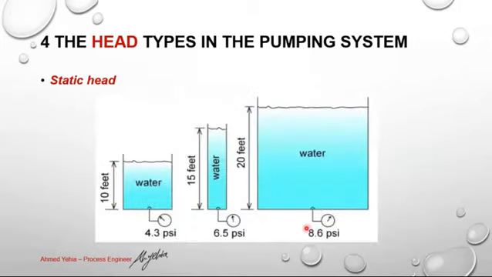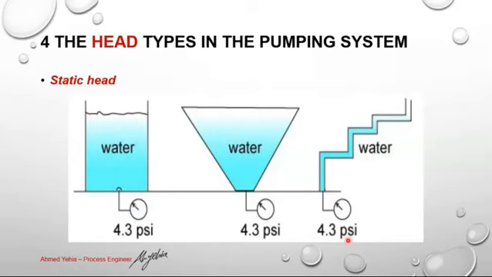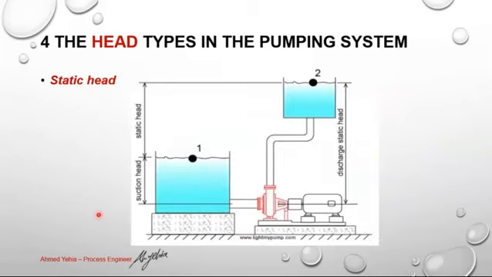gravity. In this case, the higher the reservoir leads to the higher pressure you see here: 10 foot produces 4.3 psi, and 20 foot produces 8.6 psi. Another thing you need to know is the amount of energy at the bottom of the reservoir is independent of its shape. That means for the same liquid level, the pressure at the bottom will be the same, as you see here.